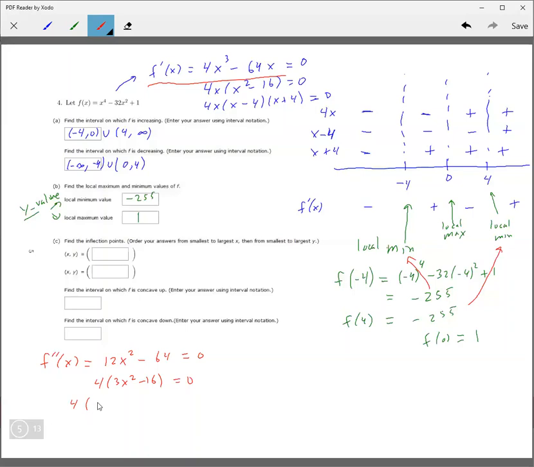You can factor a 4 out. And then I'm going to factor this further. It's going to look kind of weird, but the square root of 3x minus 4, and then the square root of 3x plus 4. And this gives you 4 over the square root of 3. This gives you negative 4 over the square root of 3.